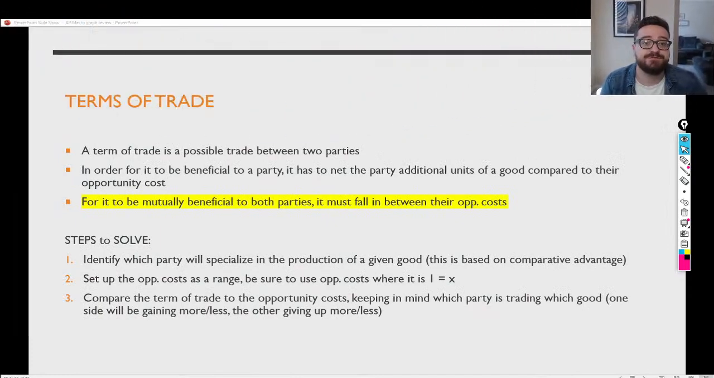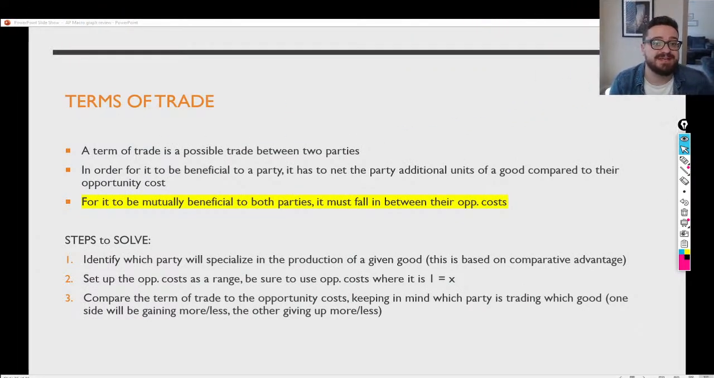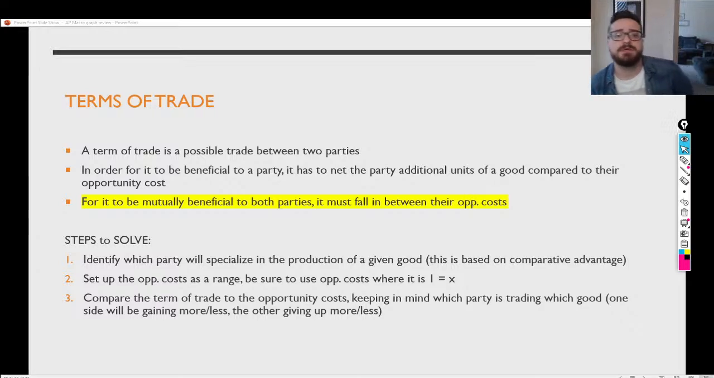Okay, the final step of these problems is if they make it a term of trade problem, which is when they tack on to the end of all of that what would be a potentially good trade for both countries in those examples. A term of trade is just a possible trade between both parties. For it to be beneficial to a party, it just has to get them more of whatever than what they got before. Whatever they got before is their opportunity cost. These opportunity costs are basically trade deals within their borders.